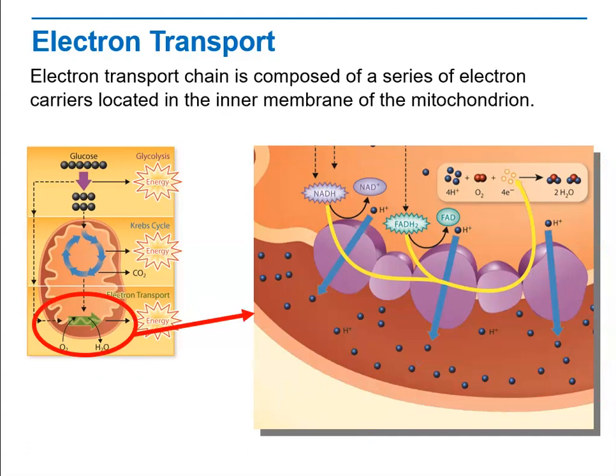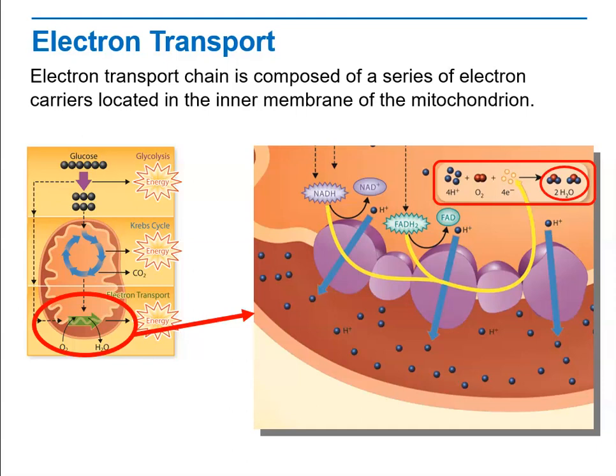Electron carriers are shown in the illustration as purple spheres. High-energy electrons from NADH and FADH2 are passed from carrier to carrier down the electron transport chain. Focus on the process of hydrogen atoms, oxygen, and electrons combining. What is formed when oxygen accepts the electrons in combination with hydrogen ions? Water.